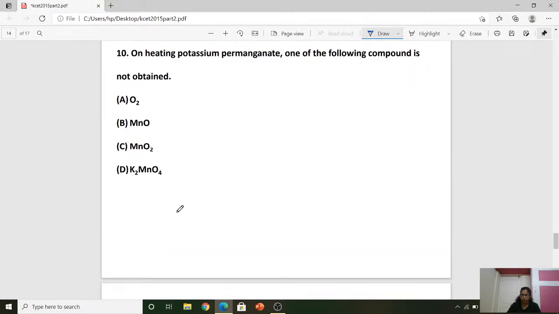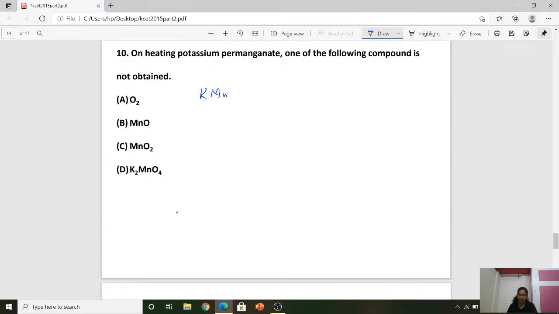On heating potassium permanganate, one of the following compounds is not obtained. Now you know what happens when potassium permanganate is heated, isn't it? When it is heated, what are the products you are going to get?